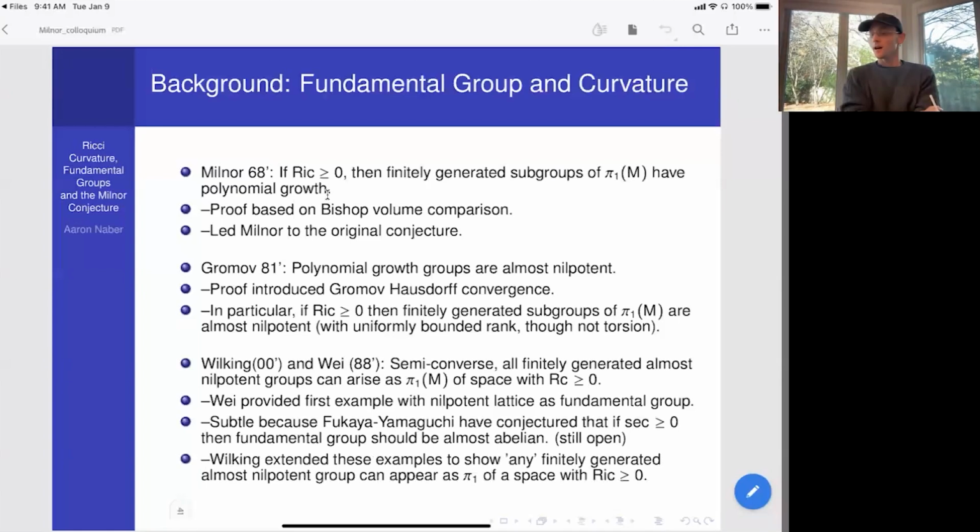And Wilking took this example and basically built on it in order to see that actually, well, anything you want can really appear. Anything that's a finite extension of that anyway can appear as a fundamental group of a space with non-negative Ricci curvature.